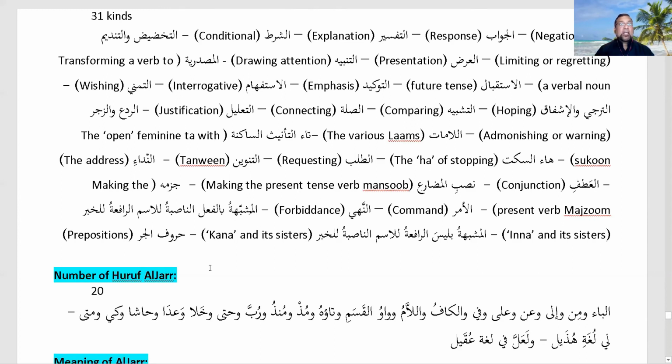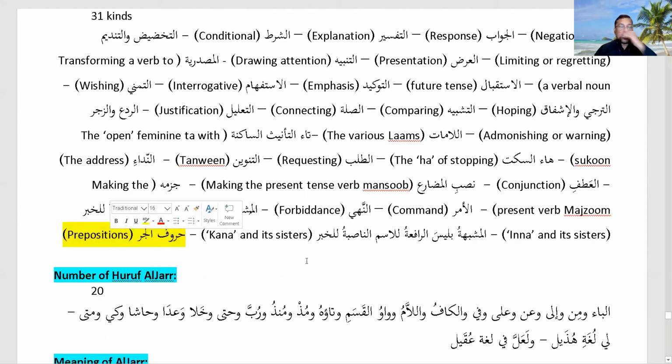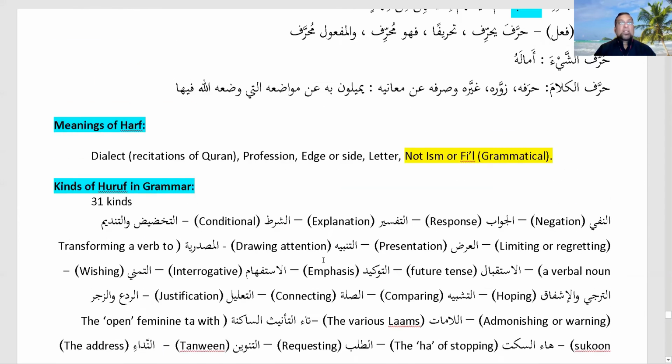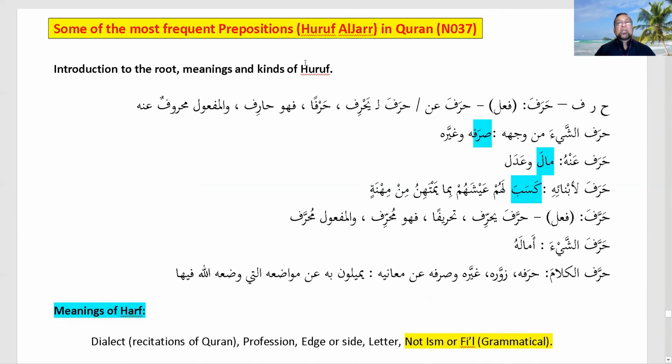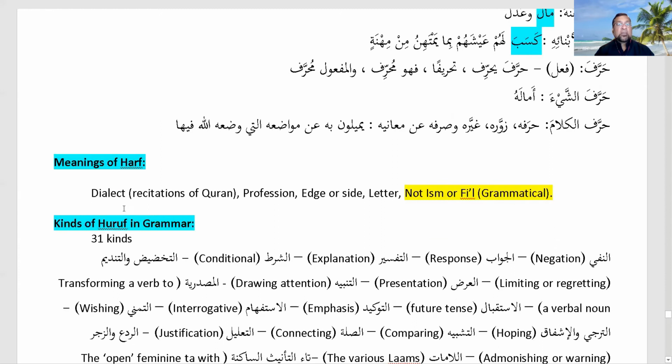And then finally, huruf AlJarr. And this is the one I really wanted to get to. Huruf AlJarr, the prepositions. So to summarize that quickly, the word harf or huruf is the plural of harf. Harf is used for many meanings in the Arabic language. This is a list of the meanings.